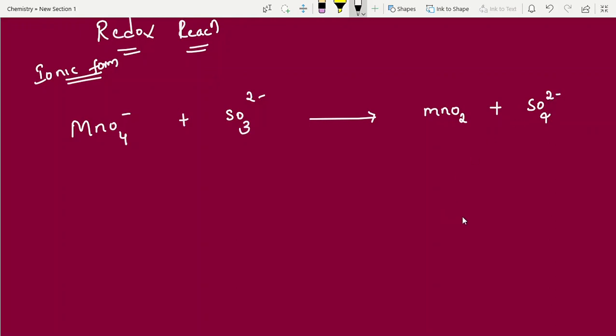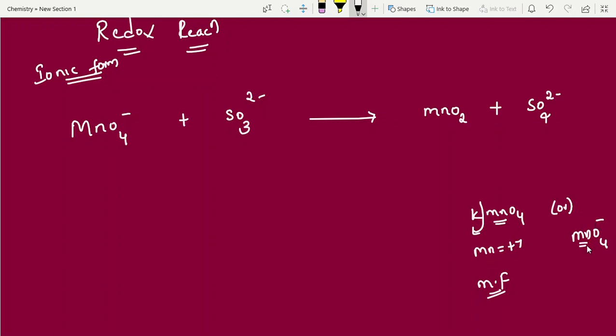Students, KMnO4, if you calculate the oxidation state of manganese, you will get plus 7. This is the molecular formula. If you take the ionic one, it just loses the potassium, it leaves the potassium ion. MnO4 minus. Potassium ion, what is the charge, students? +1. No? This one gained, so you can take it as -1. 2 potassium means -2, 1 potassium means -1. You can write like this.